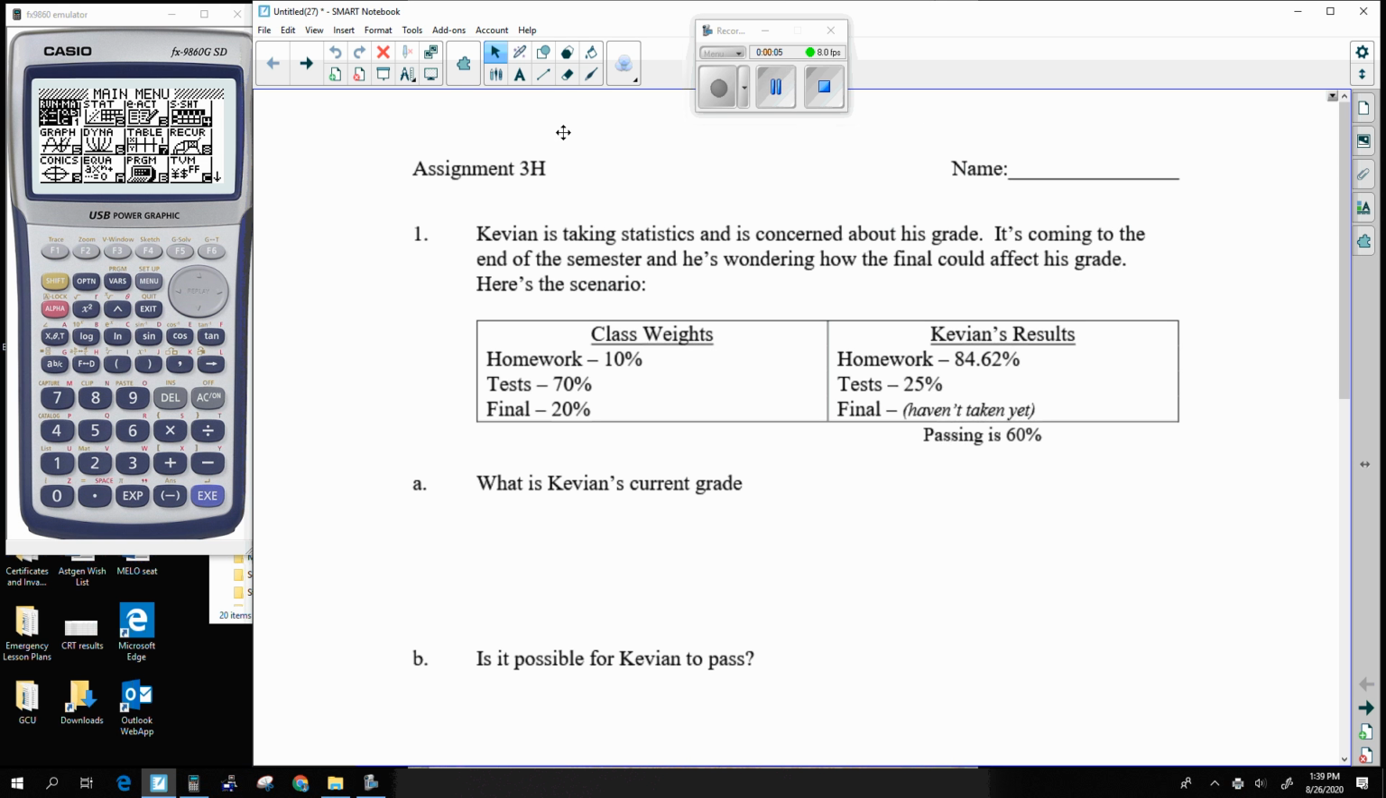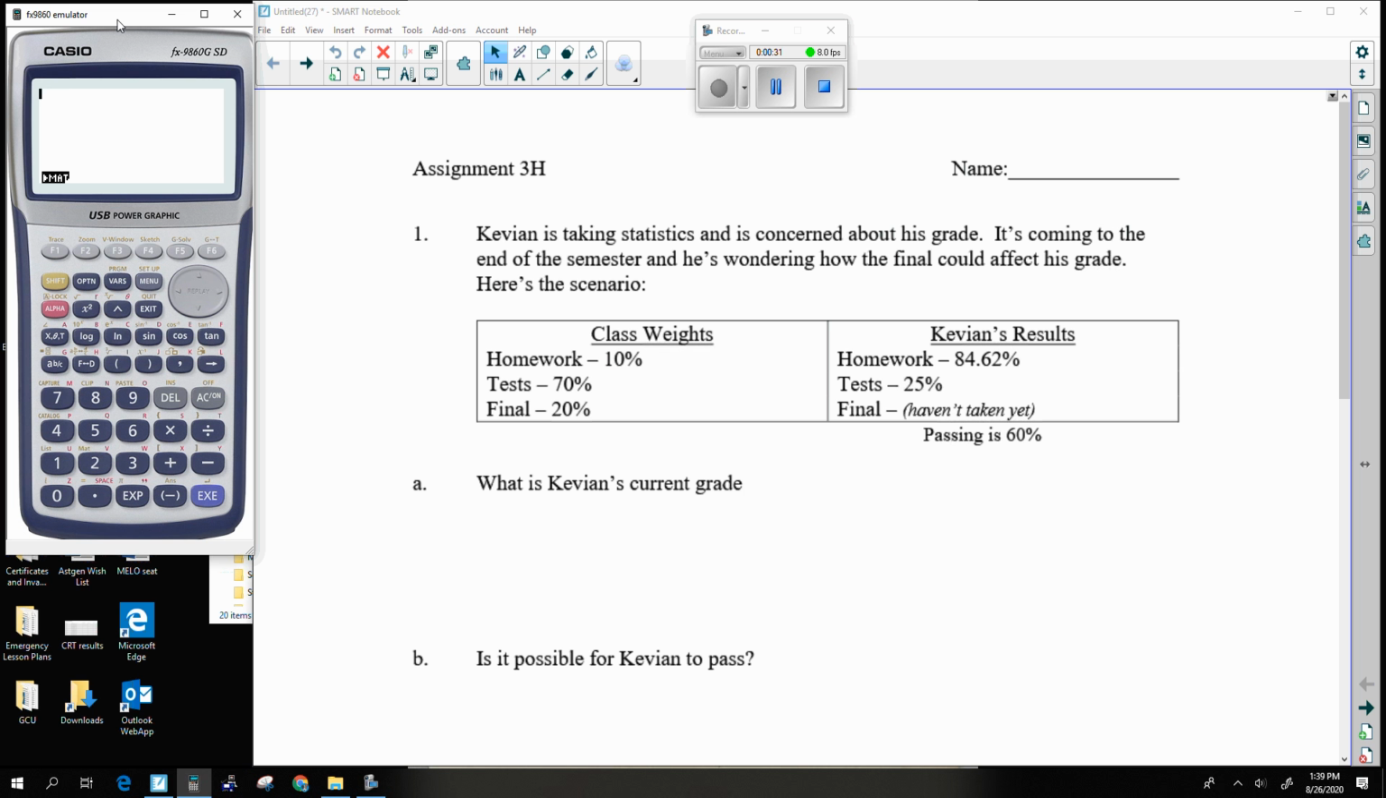Happy whatever today is. Let's go with assignment 3H. Again, I believe that this is the last assignment of the unit, not including the review. So this is, in essence, review. We should know how to do all of this stuff by now. We've been doing it for a bit. So let's go ahead and get this party started.